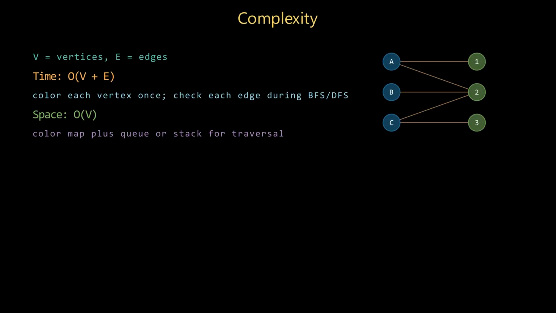The two-color test runs in O(V + E) time, because every vertex is colored once and every edge is checked. The extra space is O(V) for the color map and the BFS queue.